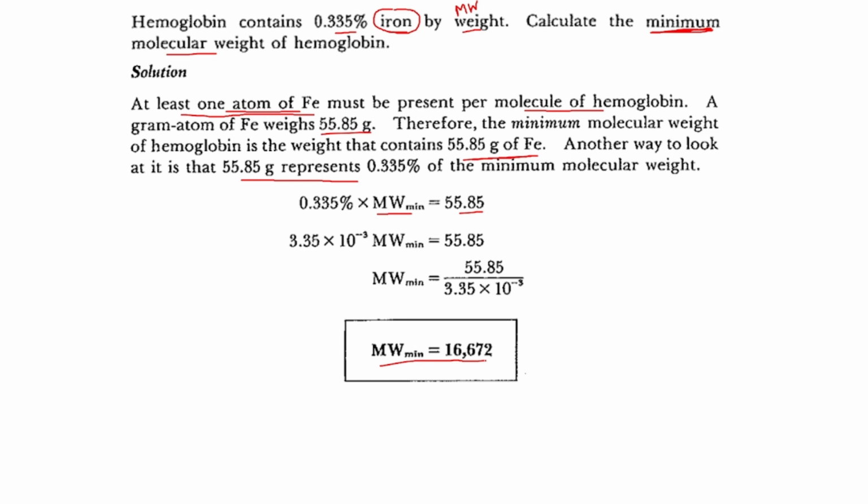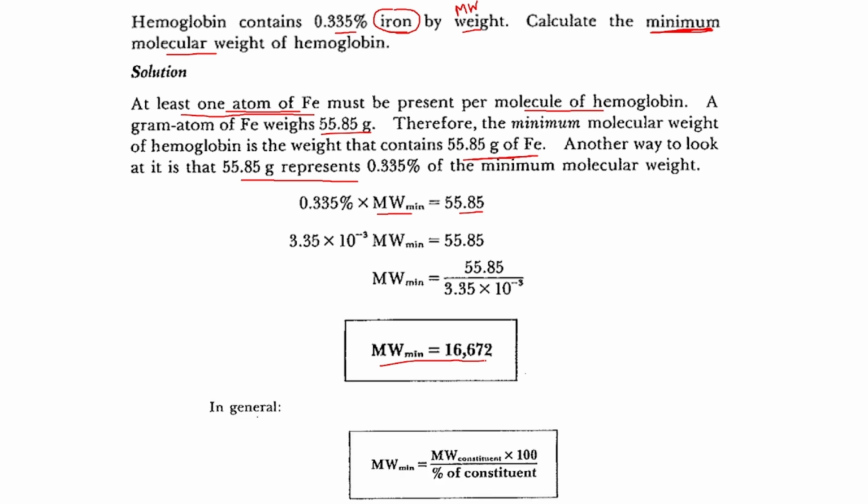Out of this, 16,672 is the total weight, and out of this 55.85 gram is only iron. So you can imagine that there are also lots of entities which will cumulatively bring the molecular weight to 16,672. Also this is the minimum molecular weight. This is under the situation which is minimum molecular weight.